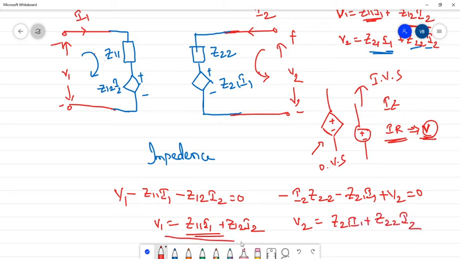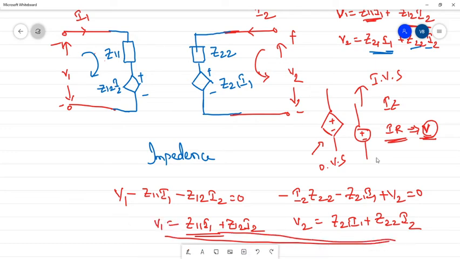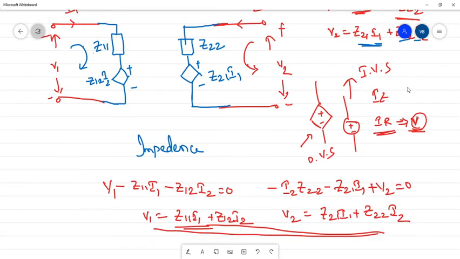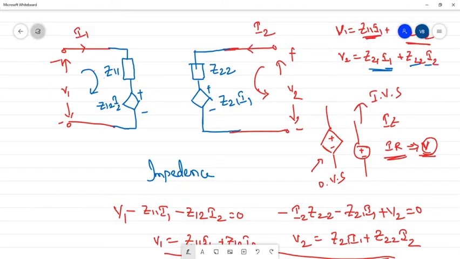So same thing you are going to get. Same equations, as you observe: V1 is equal to Z11 I1 plus Z12 I2. V2 is equal to Z21 I1 plus Z22 I2. So likewise we can construct the two-port network in the impedance parameters.